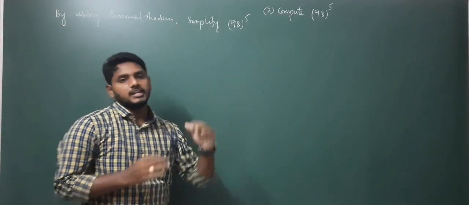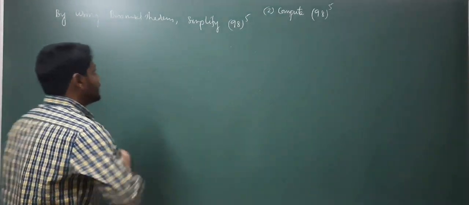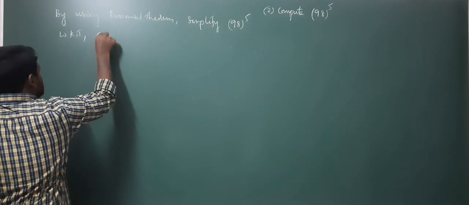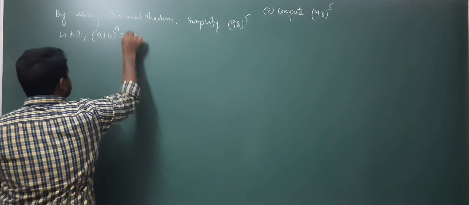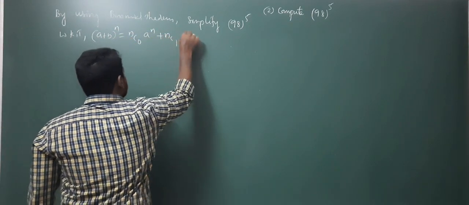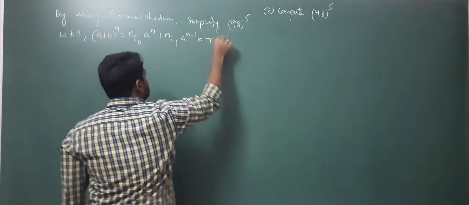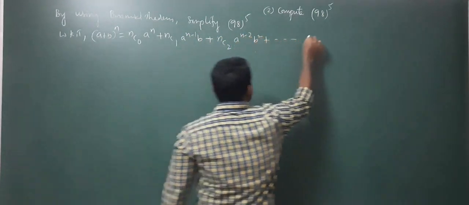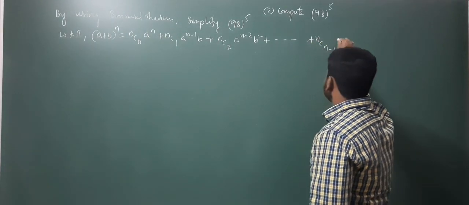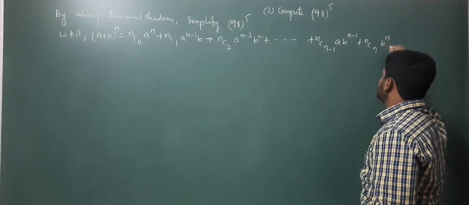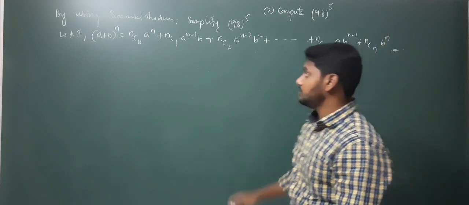Binomial expansion is nothing but (a plus b) whole power n. In that formula we write. So here also we write, we know that (a plus b) whole power n is equal to nC0 a power n plus nC1 a power n minus 1 into b plus nC2 a power n minus 2 into b square plus so on, nC(n minus 1) a into b power n minus 1 plus nCn b power n. This is what we know.